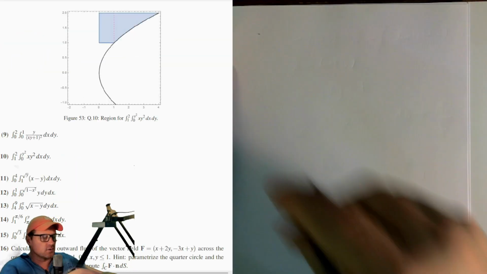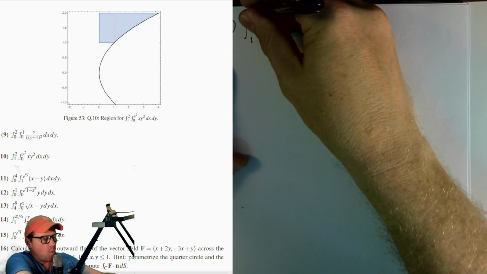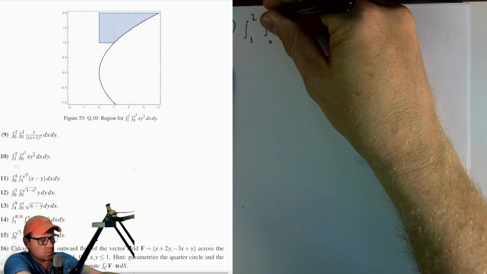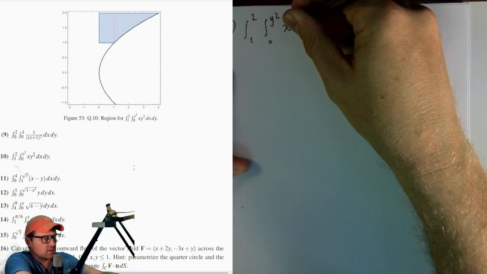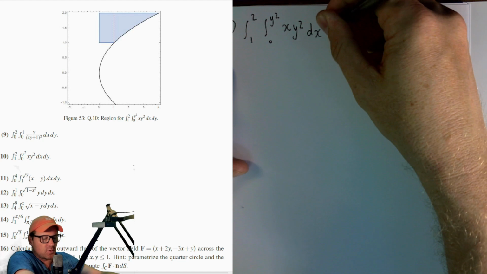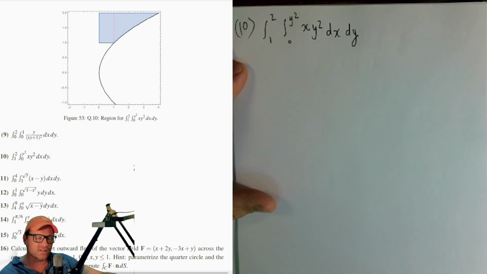Question 10. So in question 10, we have a double integral where y goes from 1 to 2 and x goes from 0 to y squared. The integral itself is fairly simple. The region in this one is a little bit more complicated. It's not a rectangular region. So if you want to swap the order of integration here, you can't use Fubini's theorem because it doesn't apply. So you have to take a little bit more care to do that.